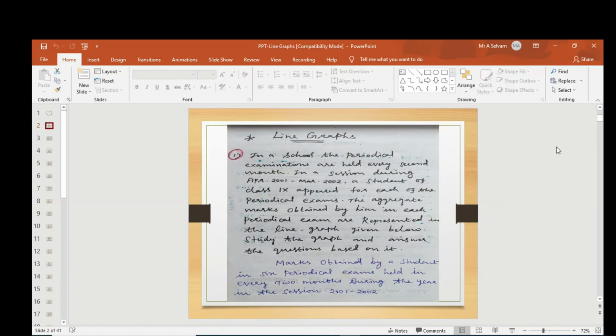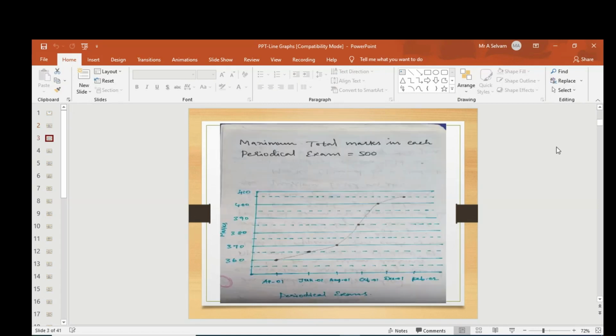Now the explanation: marks obtained by a student in 6 periodical exams. For example, first midterm, then quarterly, then second midterm, then half-yearly, then third midterm or revision, then annual exam. Likewise they are segregating by various criteria. They are held every 2 months during the year in a session, starting from 2001 to 2002. Look at the graph. Is the slide visible to everybody without any distraction? Yes.